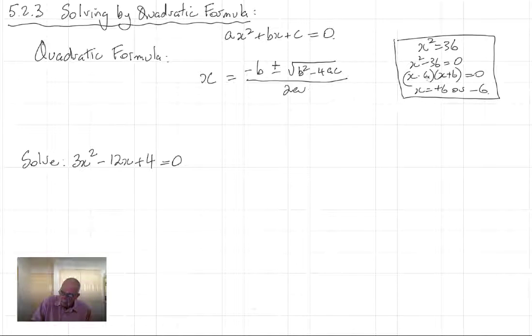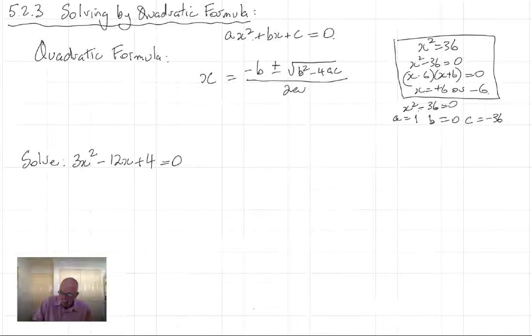Well, okay, we've got x squared minus 36, so we've got to get it in that form first, so that the right hand side is equal to 0. What's my a value here? A is equal to 1. What's my b? Now it's ax squared plus bx. There are no terms in x there, it's just 1x squared minus 36. So b is equal to 0 and c is equal to negative 36.